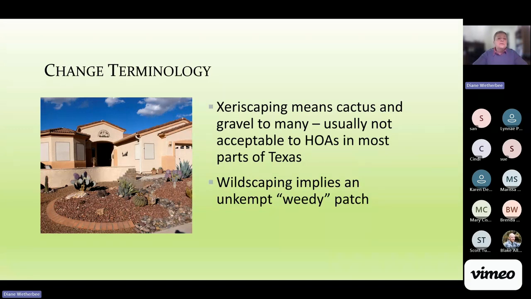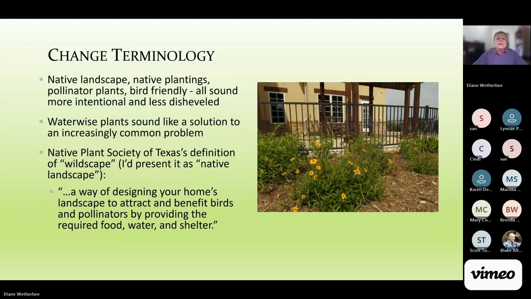And then they often use the term wildscaping. And to a lot of people, they hear wildscaping and they think of a weedy patch, something wild, something that isn't intentional. So if we change the words to things like native landscaping, native plantings, pollinator plants, bird-friendly plantings, all of that sounds a lot more intentional and a lot less disheveled. Water-wise plants, that sounds like a solution to a problem that we really have, our lack of water in all areas of Texas.